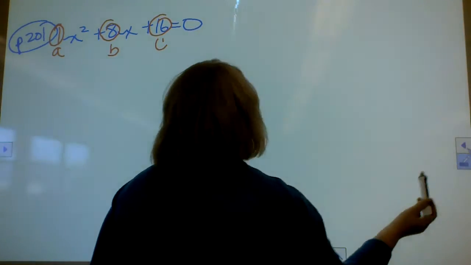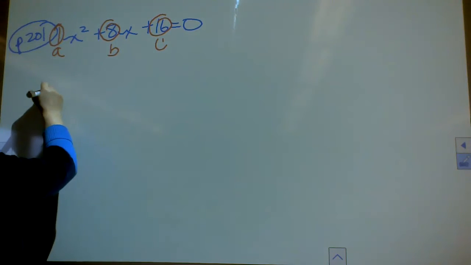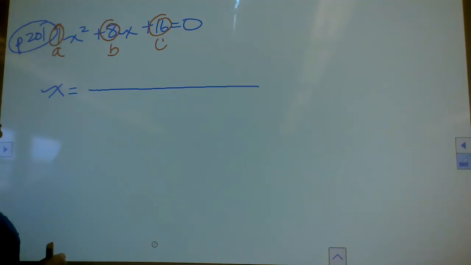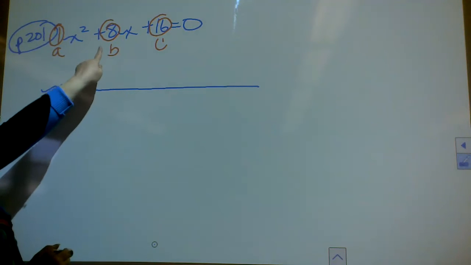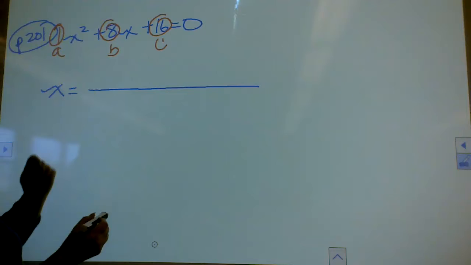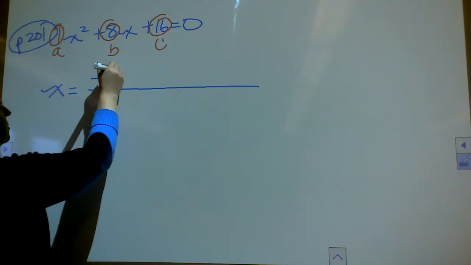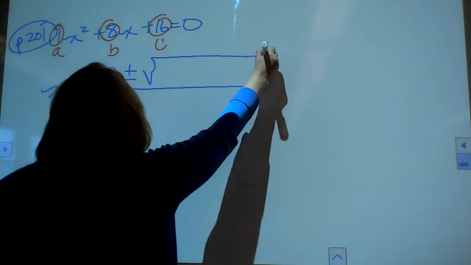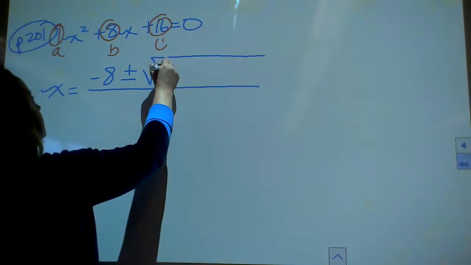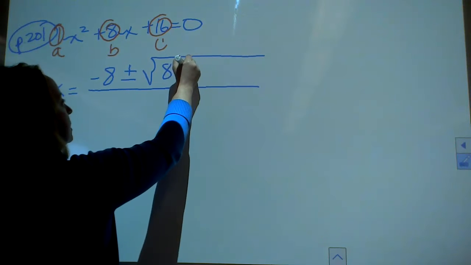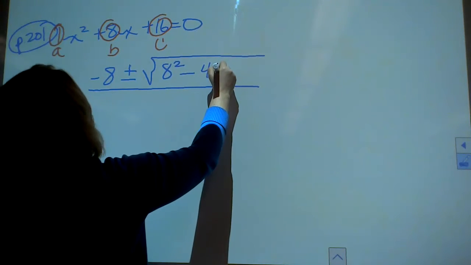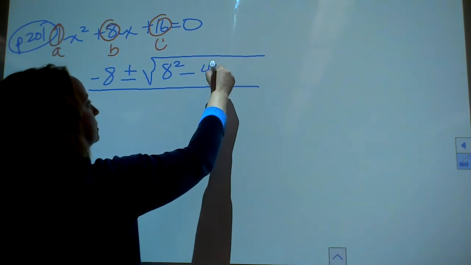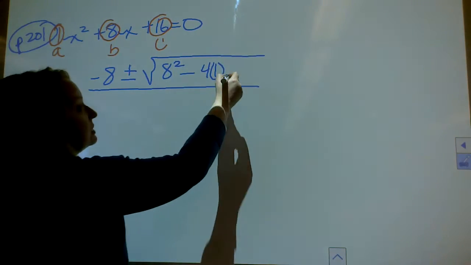So I'm just going to work it out. x is going to equal, I'm going to have a long fraction bar. The first part is the opposite of B, which is a negative 8, plus or minus the square root of B squared. So that's going to be 8 squared minus 4AC. A is 1, so we're going to put a 1 here, and then C is 16.